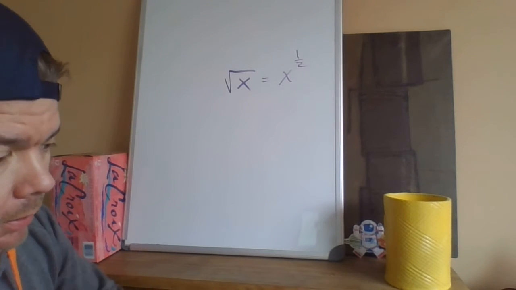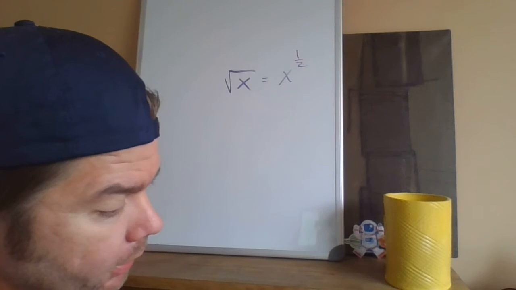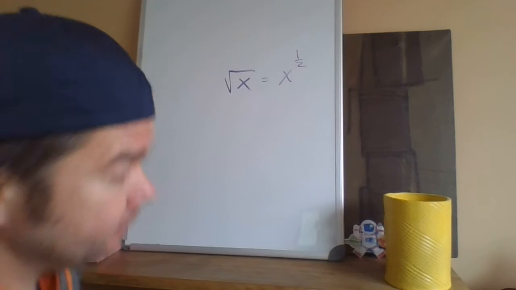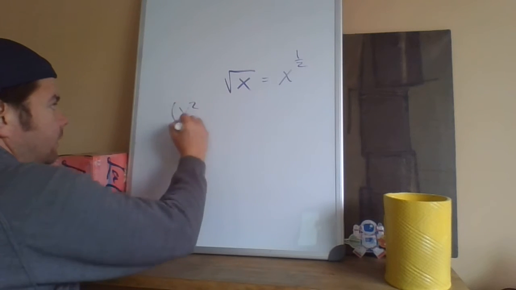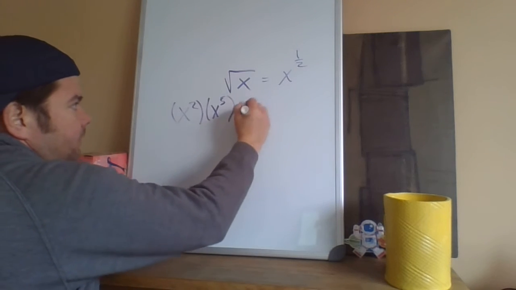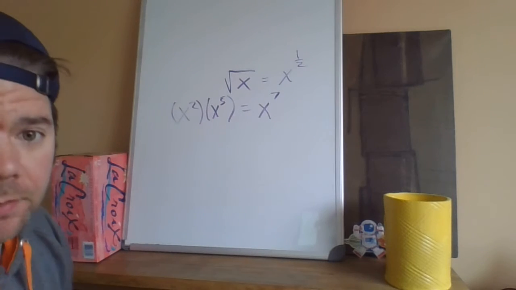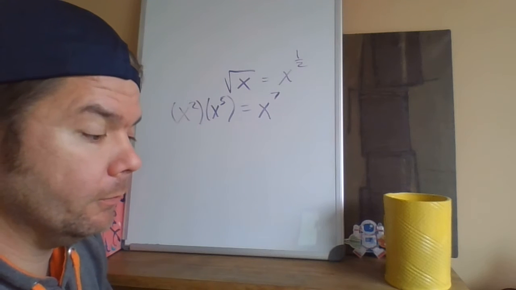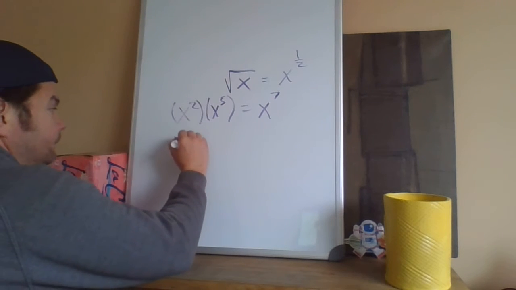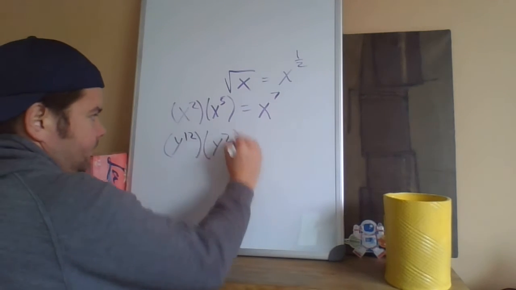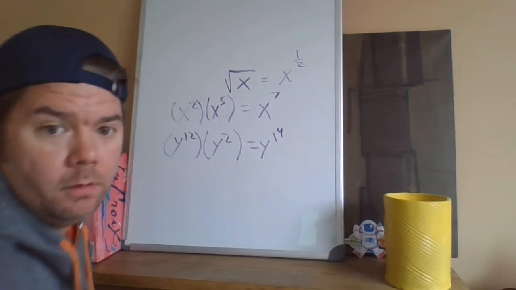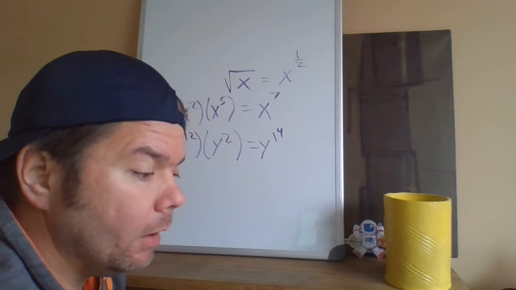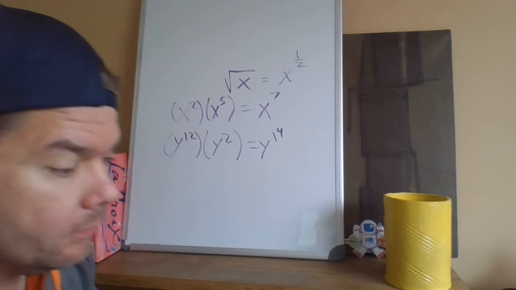So this is a pretty basic review, but when you have something like x squared times x to the 5th, those bases are the same. x squared times x to the 5th equals x to the 7th. 2 plus 5 equals 7. Okay. y to the 12th times y squared equals y to the 14th. Great. And then the same rules apply even when you have negative exponents.